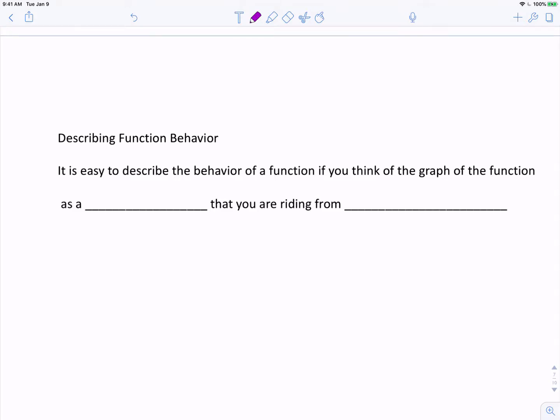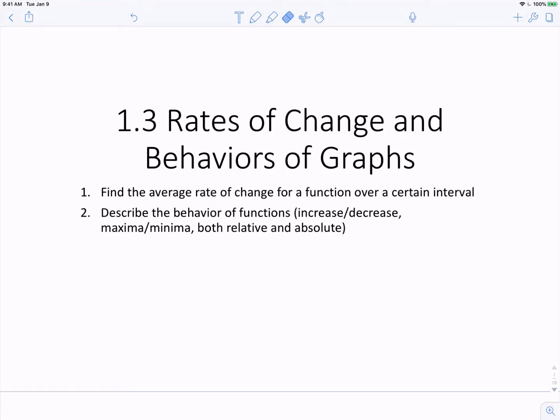So now let's continue on section 1.3 by describing rates of change and behaviors of graphs. It's easy to describe the behavior of a function. In this section, we'll first find the average rate of change for a function over a certain interval, and then describe the behavior of functions: increasing, decreasing, maximum, minimum, left to right, both relative and absolute.